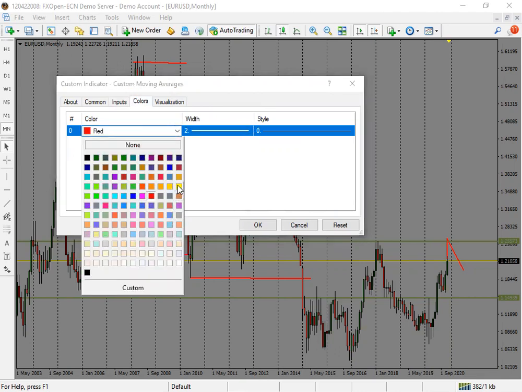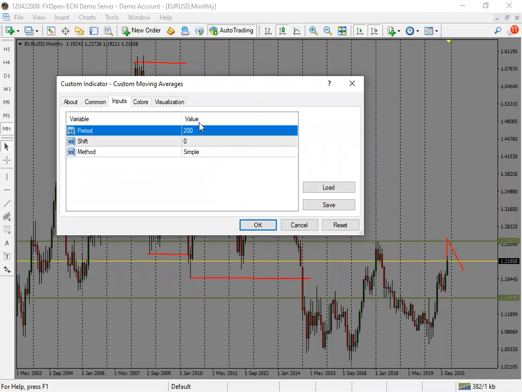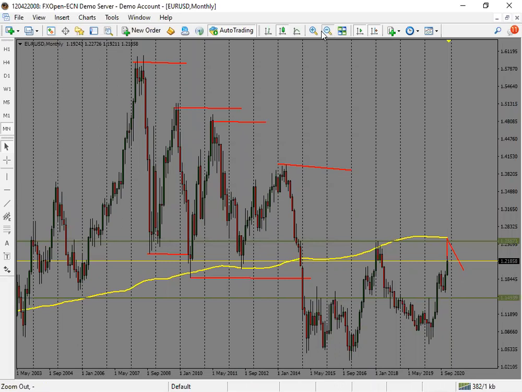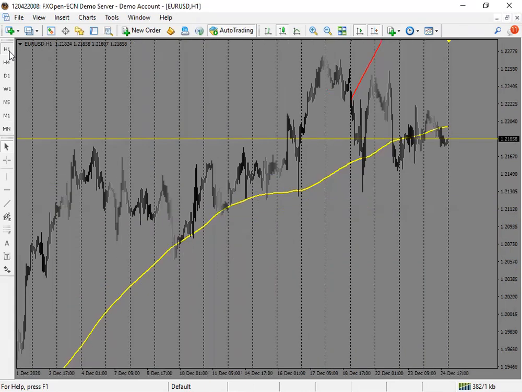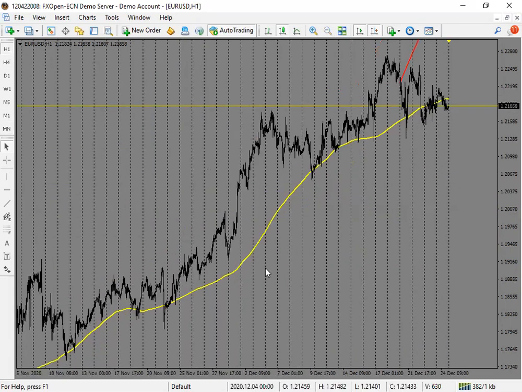Now let's just use a yellow color for this. Input, we can use a 200, even that simple moving average is fine. Okay, now one of the simpler ways is just to throw in a moving average, right? So if you throw in a simple, you can use the exponential, and this helps us to highlight where the trend is actually going, right?